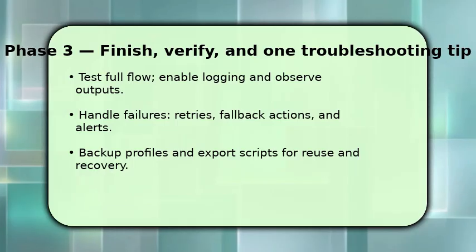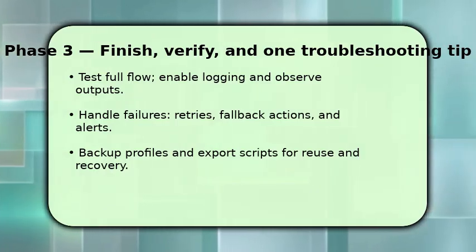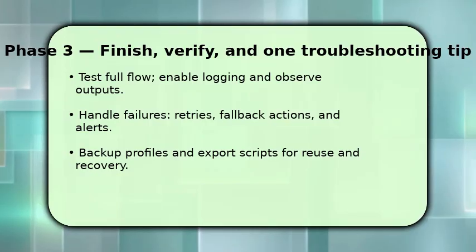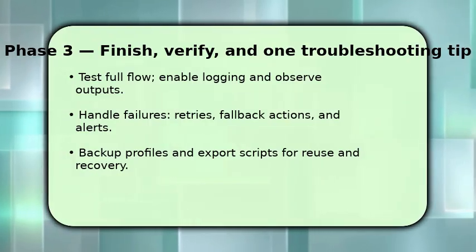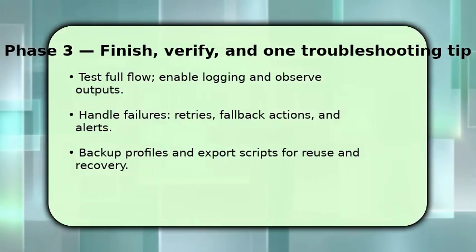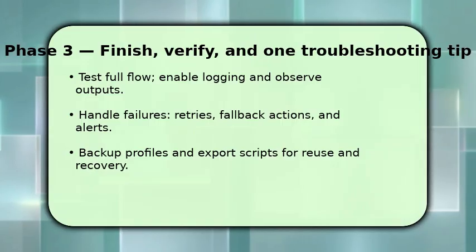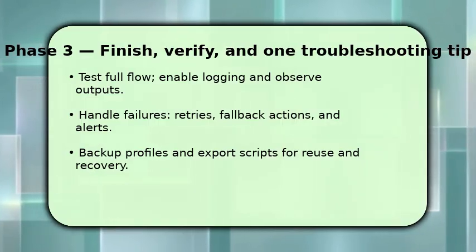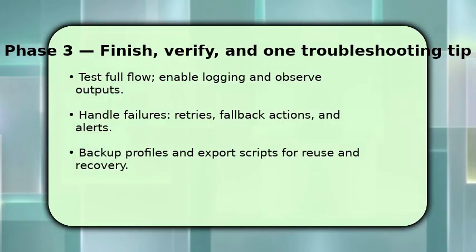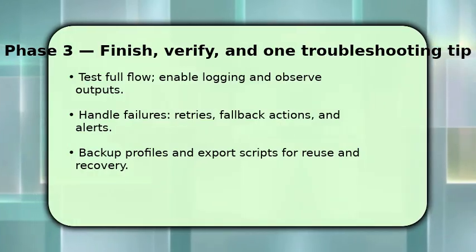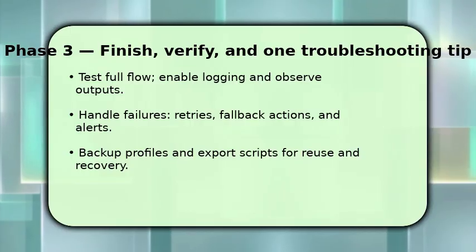Once stable, add retry logic and fallback actions for fragile steps and create notifications so you know when automation fails. Export or backup your project. That protects work and simplifies deployment to other devices. If something goes wrong, check logs for permission denials or timing out UI elements. Retry with increased delays and re-grant.